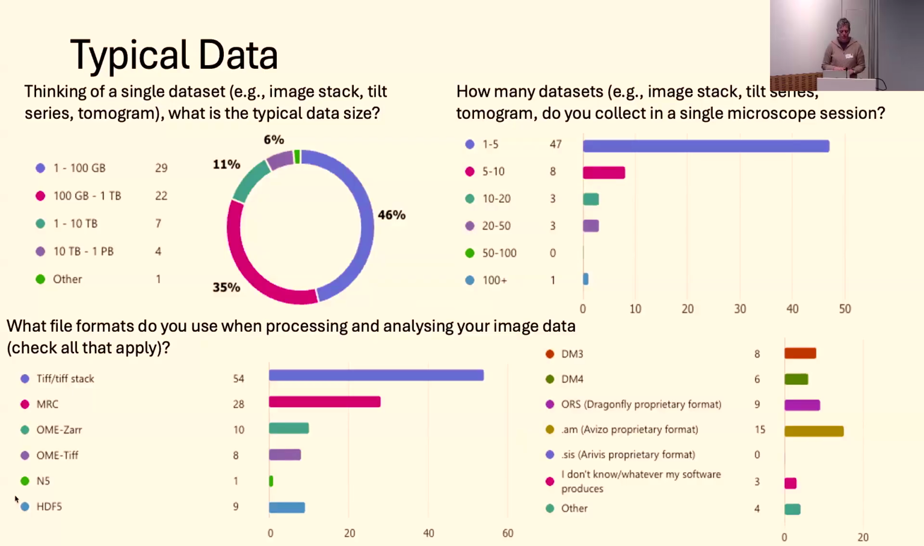And the file formats that are most often used are TIFF stack and MRC. And then there's a little bit on the Amira Aviso proprietary side of things, as well as a whole range. We did put ZARR, OME-ZARR, and OME-TIFF in there, and while we're starting to see more use of those file formats, they are definitely not fully embraced by the community yet. So there's a bit of work to do there.